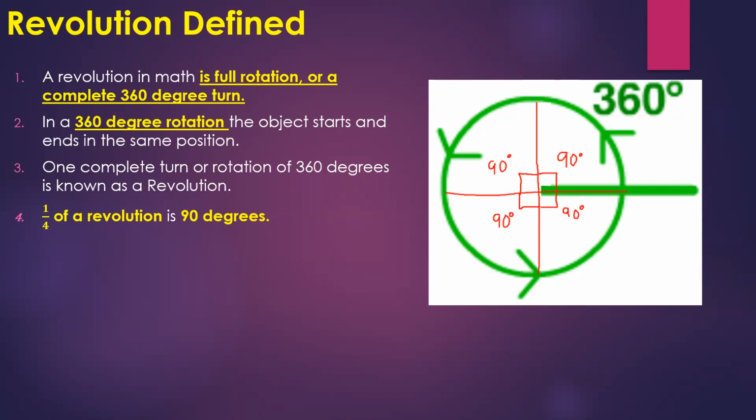What is 1/4 of a revolution? It's 90 degrees. And this question, anyone could answer. How many 90 degrees are in a revolution? 4. Very good. 4. Good.